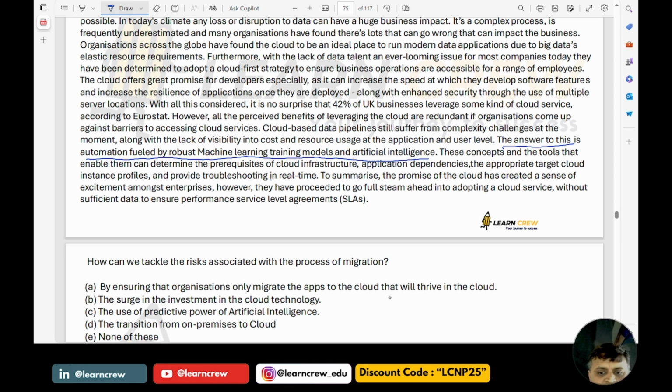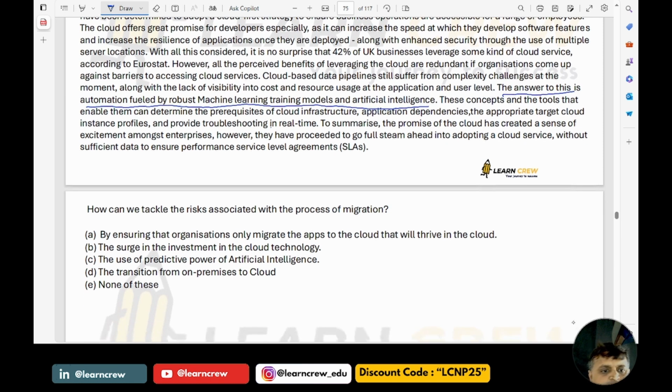So now what can be the valid option? If you see, by ensuring that the organizations only migrate the apps to the cloud that will thrive in the cloud, the surge in the investment in the cloud technology, the use of predictive power of artificial intelligence. So the answer is here option C. Option C, you can observe here.